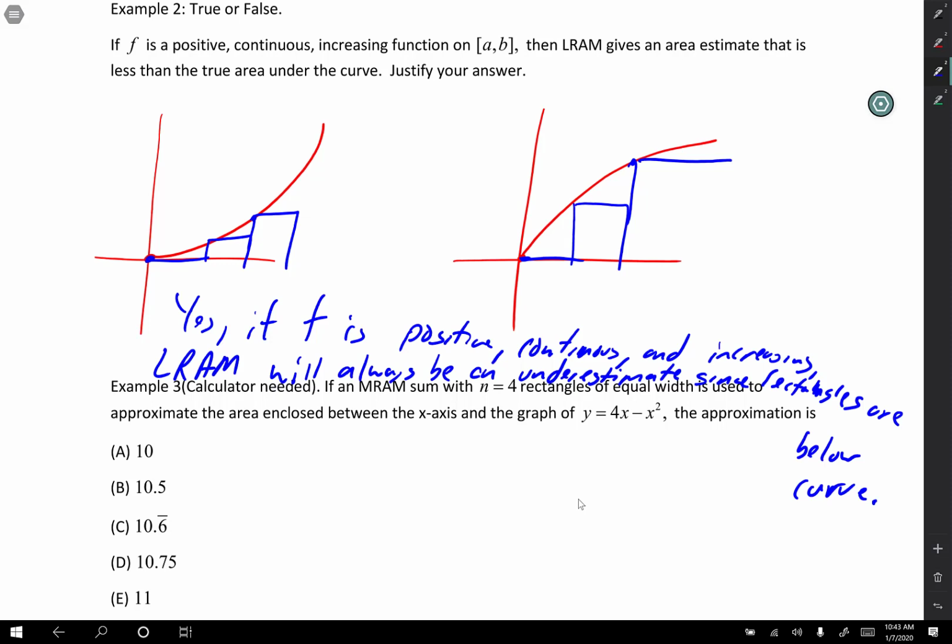What's up, Ms. Schmidt? No, I just couldn't read what that word was. Okay, I'm going to read it again. Yes, if f is positive, continuous, and increasing, LRAM will always be an underestimate since rectangles are below curve. Does that make sense, guys?